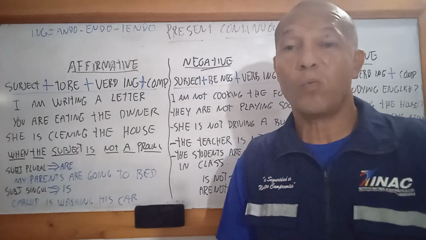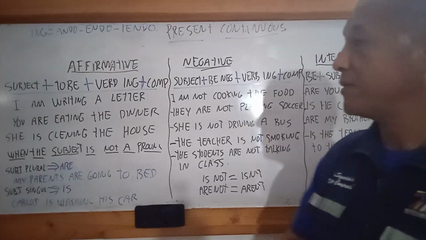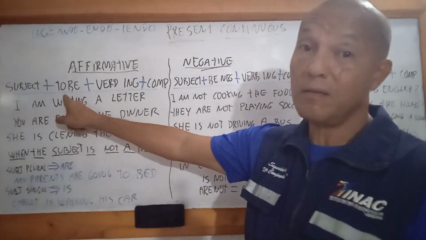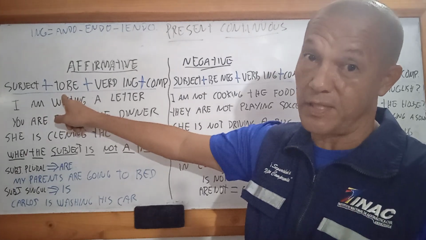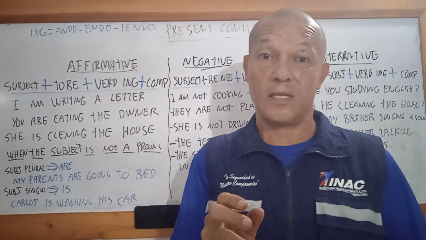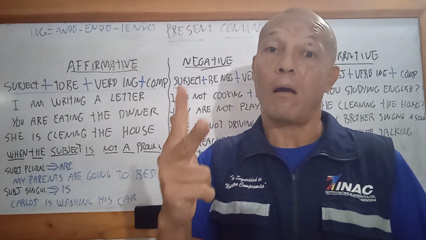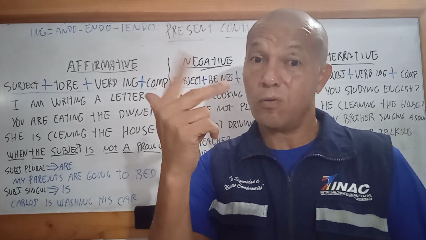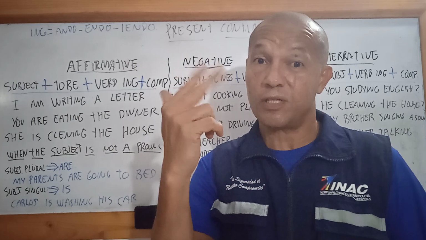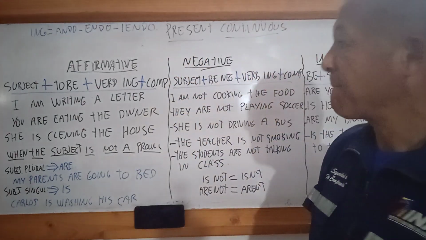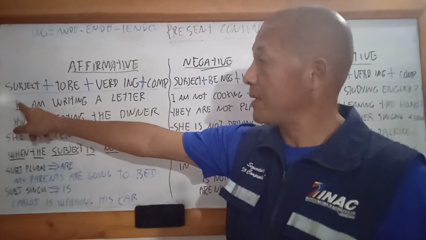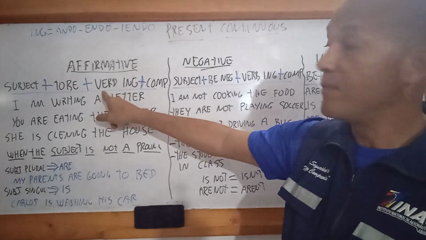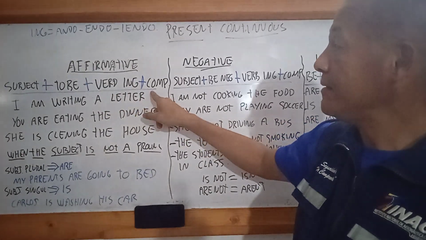In affirmative sentence, we can see a special formula. Look at this. Subject plus the verb to be, of course, according to the subject. Remember, the verb to be in present is: is, am, and are. And depending of the subject or the pronoun, you can use those three kinds of particular usage of the verb to be. Okay. Well, I repeat: subject plus the verb to be plus the verb with ing and the complement.